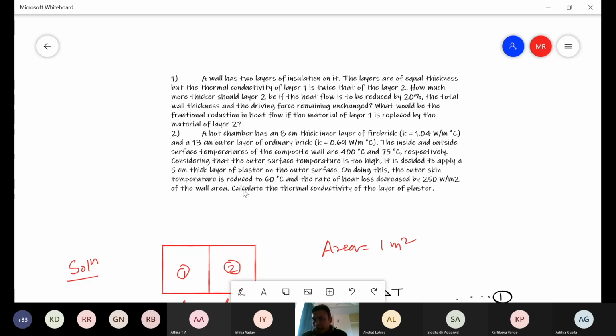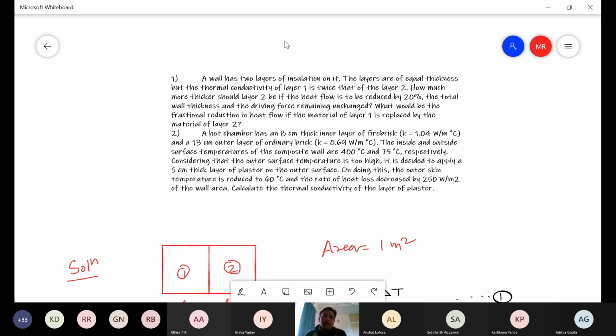these particular two questions, I will just go through the problem statement of the first question. The first question is, a wall has two layers of insulation on it. The layers are of equal thickness, but the thermal conductivity of layer 1 is twice that of layer 2. How much more thicker should layer 2 be if the heat flow is to be reduced by 20%? The total wall thickness and the driving force remaining unchanged. So that is part 1. And part 2 is, what would be the fractional reduction in heat flow if the material of layer 1 is replaced by material of layer 2?